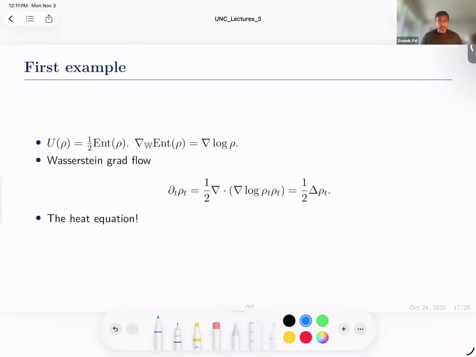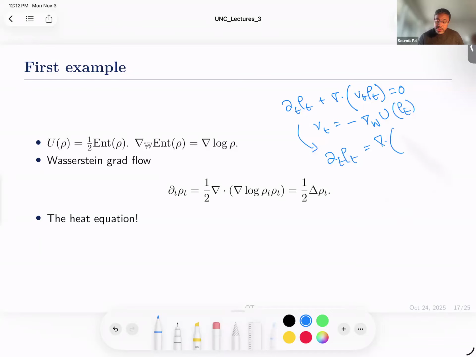So what is the Wasserstein gradient flow? The formula for the Wasserstein gradient flow is ∂_t ρ_t plus the divergence of V_t ρ_t is equal to 0, where V_t is the negative of the Wasserstein gradient of U at ρ_t. And so I can also write it in the following form: ∂_t ρ_t is equal to the divergence of the Wasserstein gradient of U at ρ_t times ρ_t. Okay, just change it to the other side.